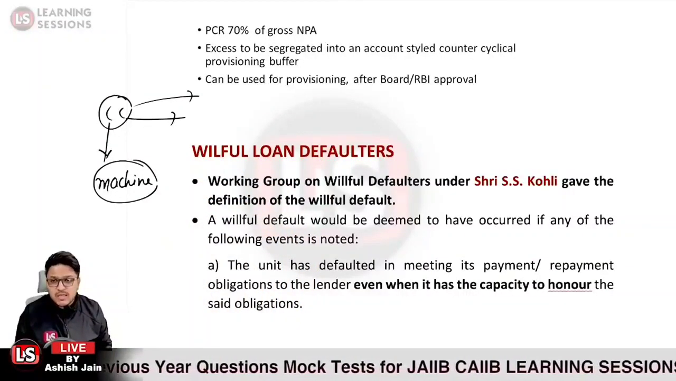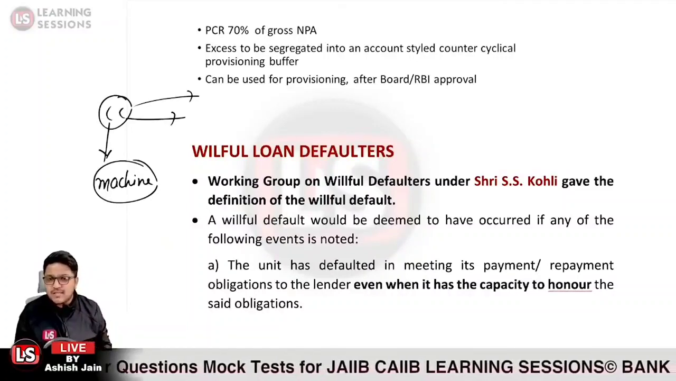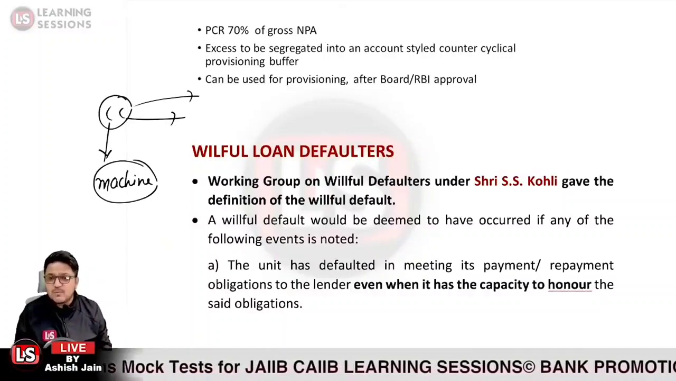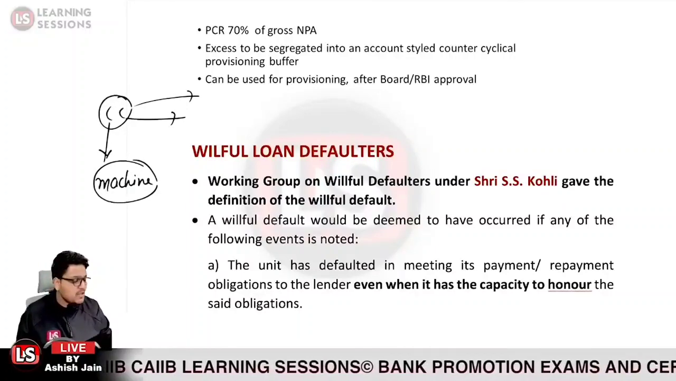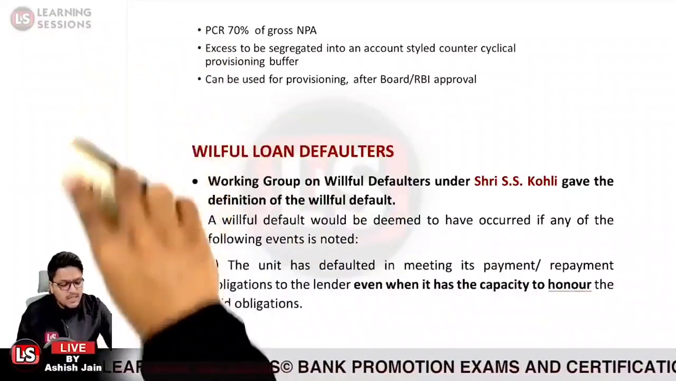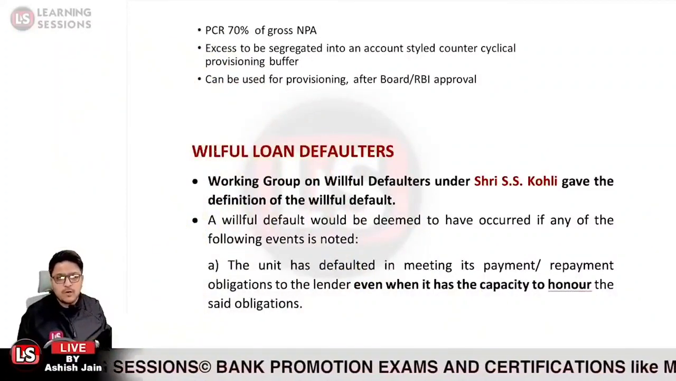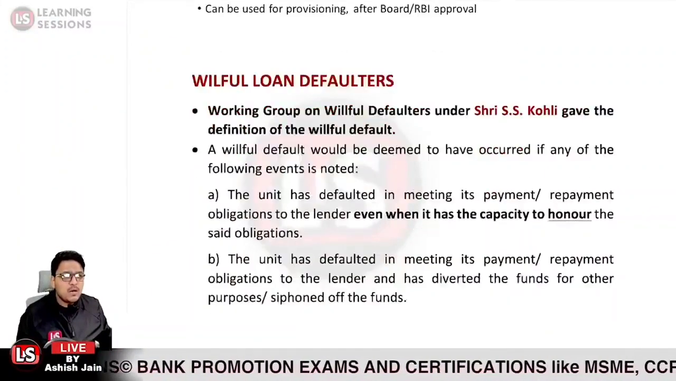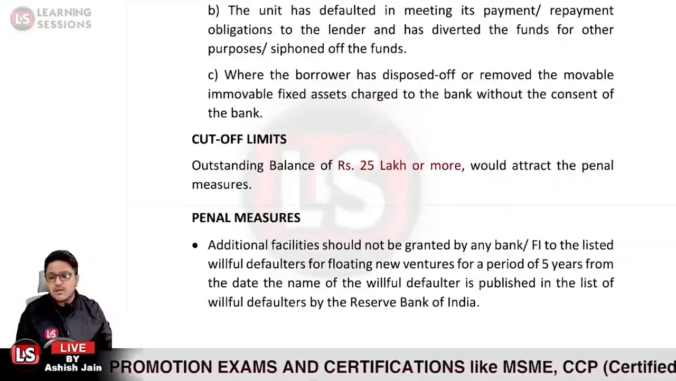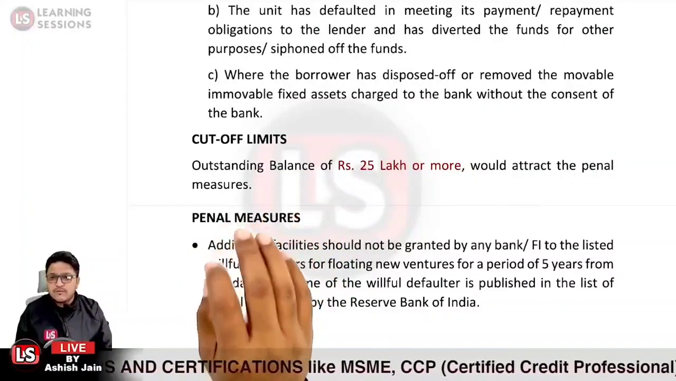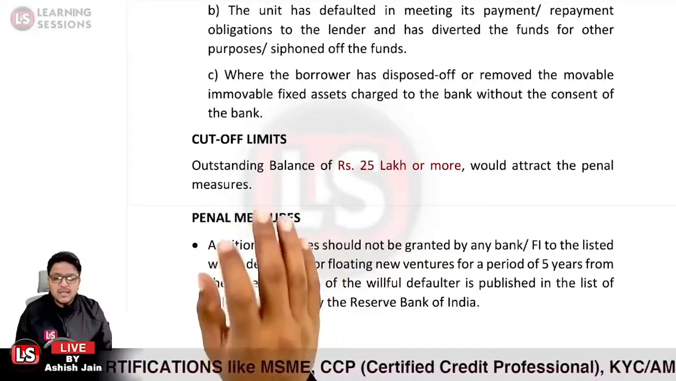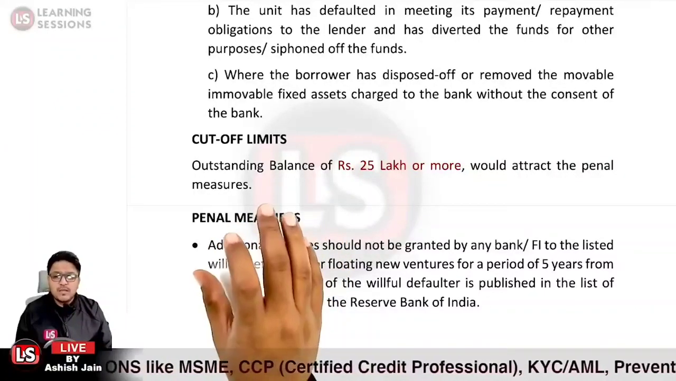And it may also be the case where the assets so financed have been disposed of without the consent of the bank. That will also amount to willful default. Now there is a cut-off limit related to willful default, where the outstanding balances are 25 lakh rupees or above. In that case, the penal measures would be applicable.